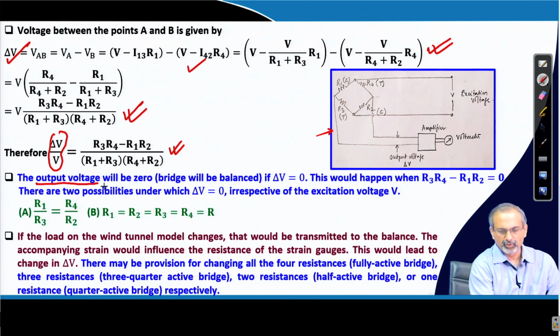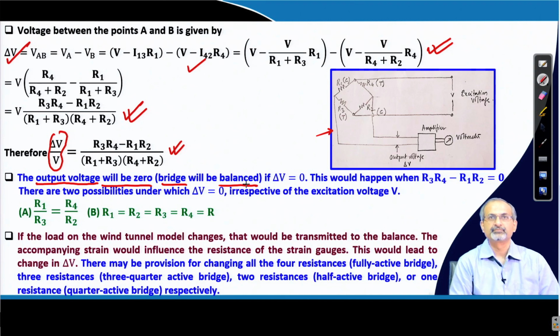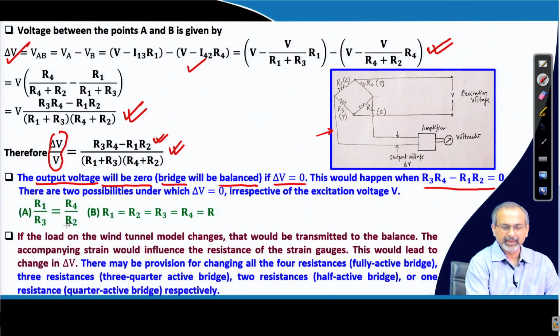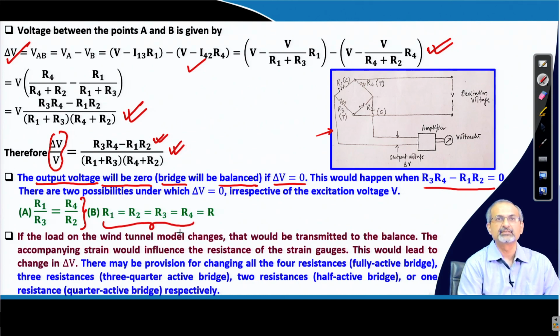When the output voltage is 0, we say that the bridge is balanced. So, delta V has to be equal to 0 in such a case. When can that happen? Of course, when the numerator goes to 0. Again, that can happen if these two ratios are equal or all these resistance values are equal to each other. Let us say R.